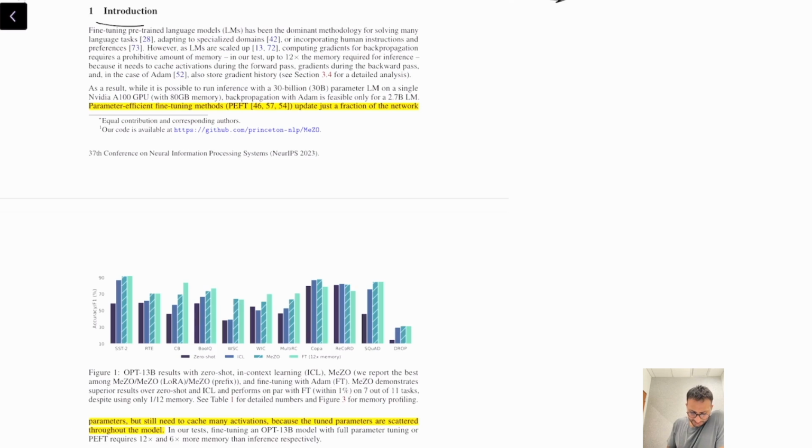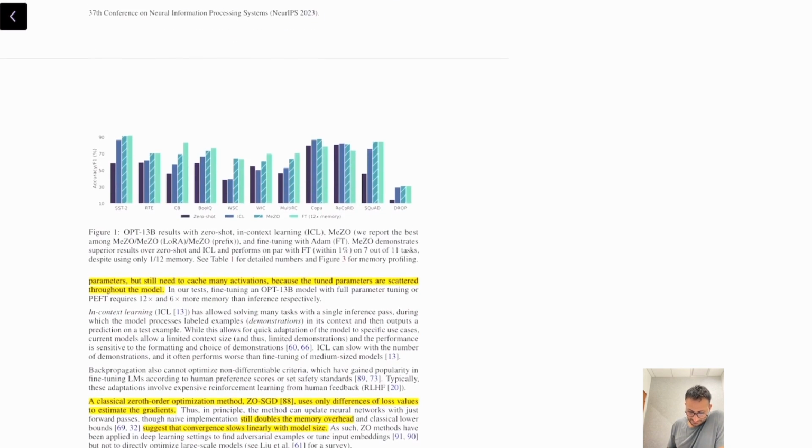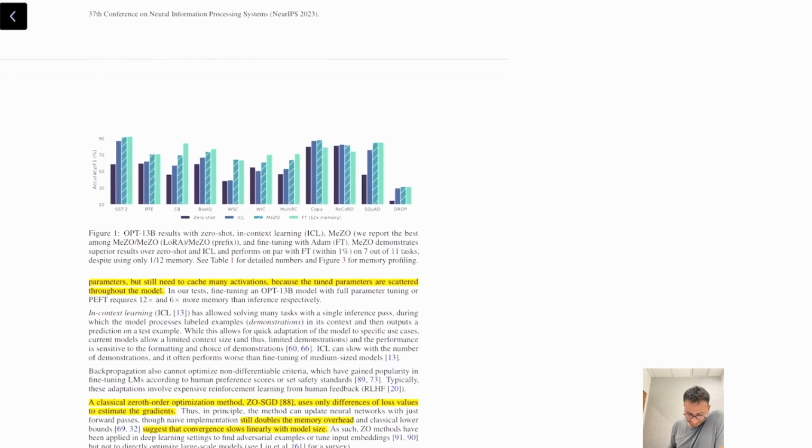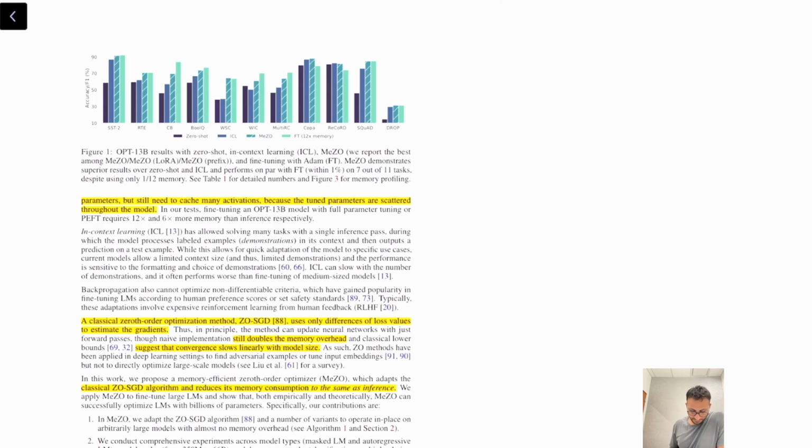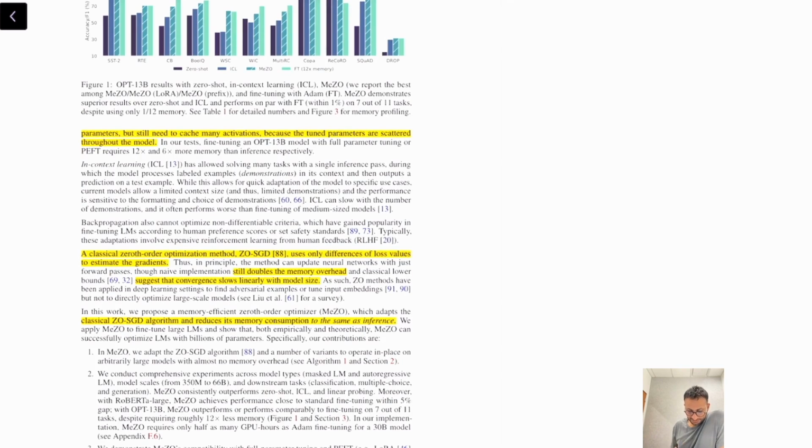Let's get to the introduction. Parameter efficient fine-tuning updates just a fraction of the network parameters, but still needs to cache many activations throughout the model. They do better than parameter efficient fine-tuning because there's no backward pass. Classical zeroth order optimization: zeroth order stochastic gradient descent uses only differences of loss values to estimate the gradients, which needs just forward passes in implementation. Still doubles the memory overhead.